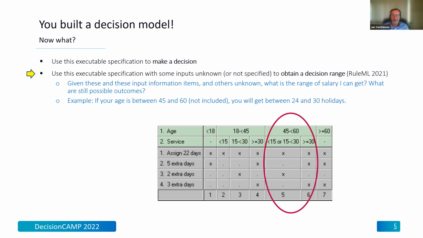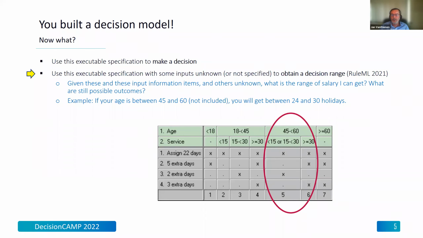Suppose I only know that the age of my employee is between 45 and 60. I don't have access to service information, or I don't want to give it. It's unknown, whatever reason. What can I already conclude? Well, the number of holidays will be either 24 or 30. So I can tell him or her that he or she will receive 24 to 30 holidays, somewhere in between, not 23 and not more. So with partial information, I can already have some results. It's not an exact result, but it's a range.